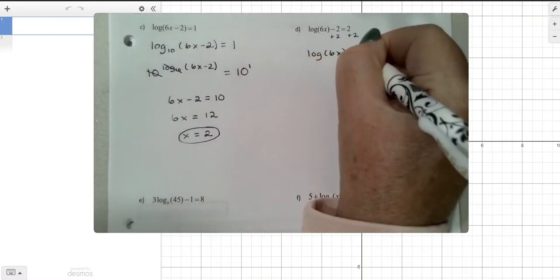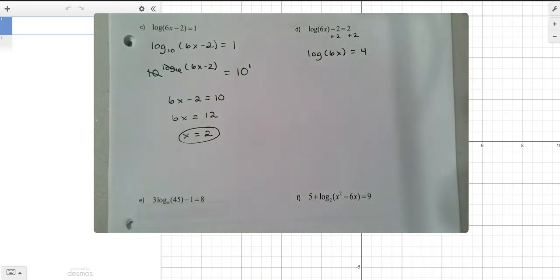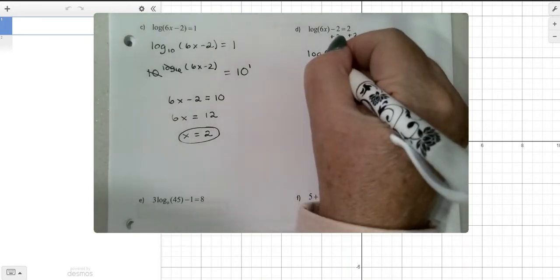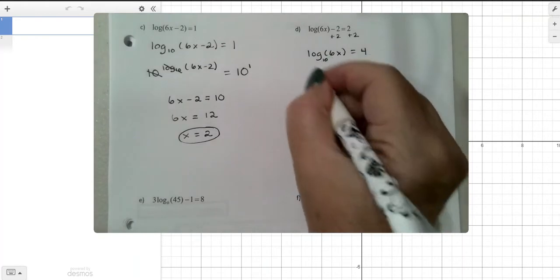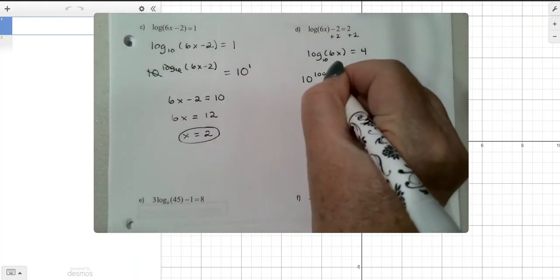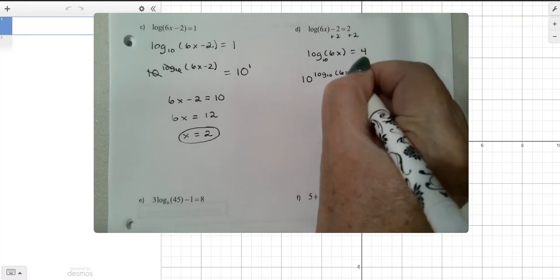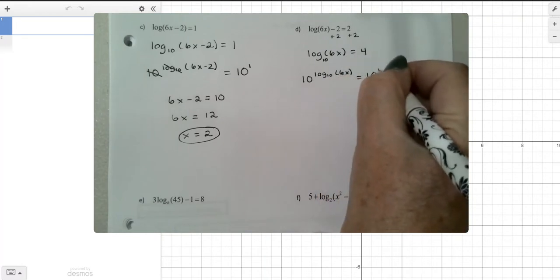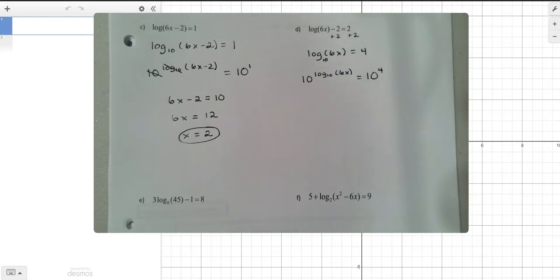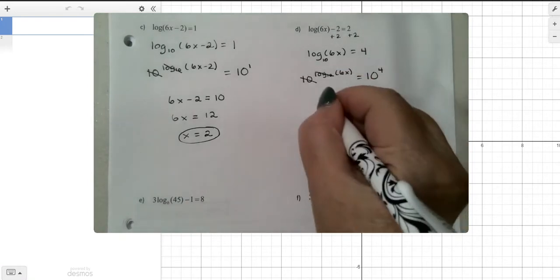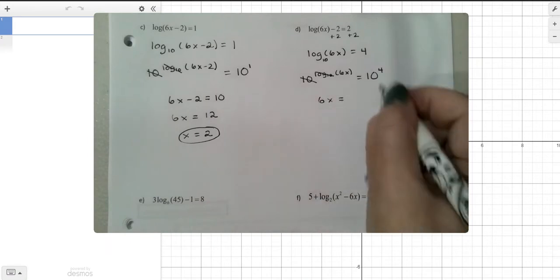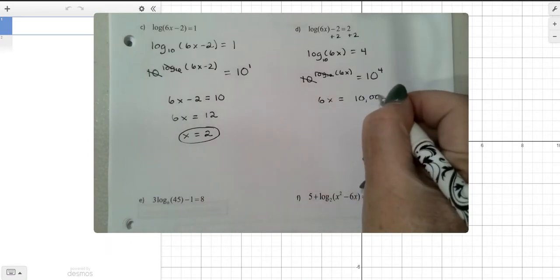So I have the log of 6x equals 4. Again, if you want to, you can put that little base 10 there as a reminder. Common logs are logs base 10. All right, inverse of a log base 10 is an exponential base 10. Exponential base 10 on both sides. Inverse functions there. So I get 6x equals 10,000.